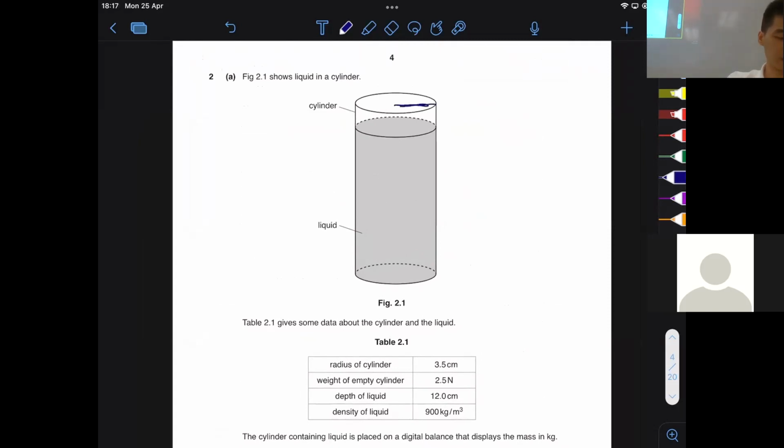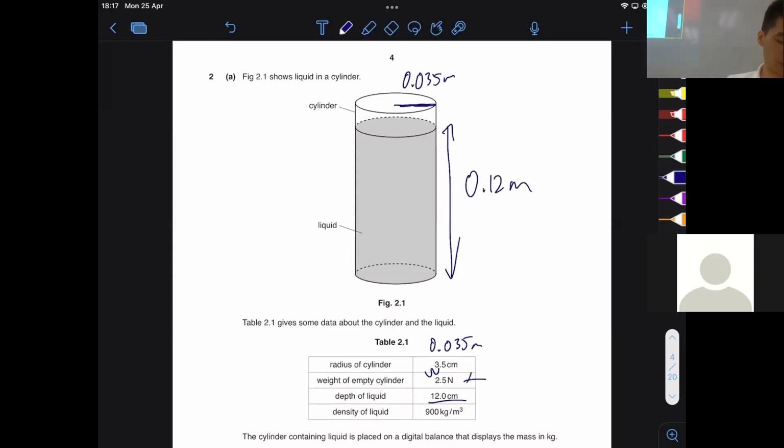They say that the radius is going to be 3.5 cm, but I look at the information here, this is in meters cubed, right? So I could either change this into meters or change this into cm cubed, which obviously I'm going to change to meters because it's much easier. So it's 0.035 meters here. The depth of liquid is 12 cm, which is essentially 0.12 meters here, right?